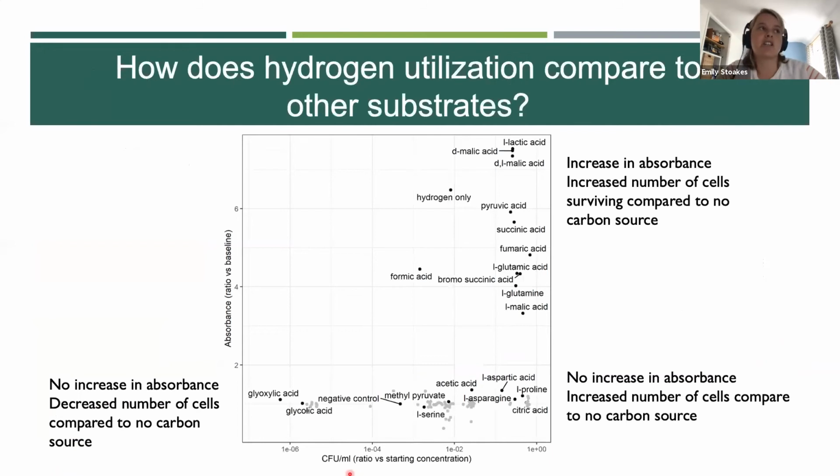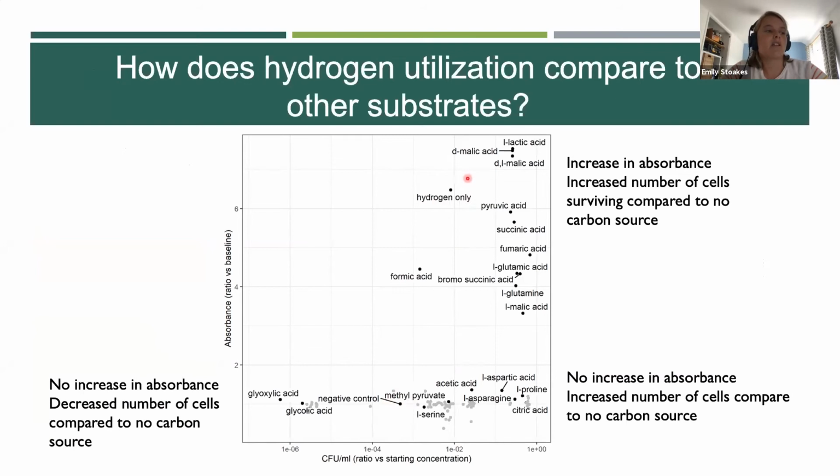So how does hydrogen utilization compare to other substrates? This is a scatter plot looking at the absorbance, so the change in color over the 24 hours, and also CFUs, as a ratio with the starting concentration. The negative control is the no carbon source, and it sits here, and hydrogen sits up here.